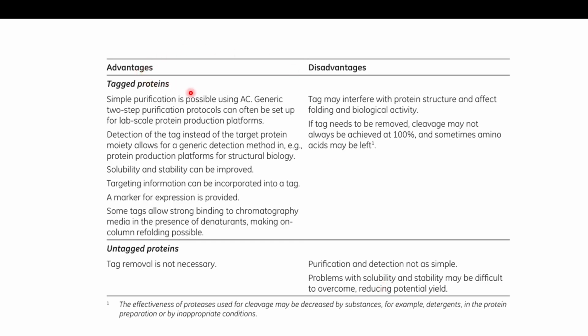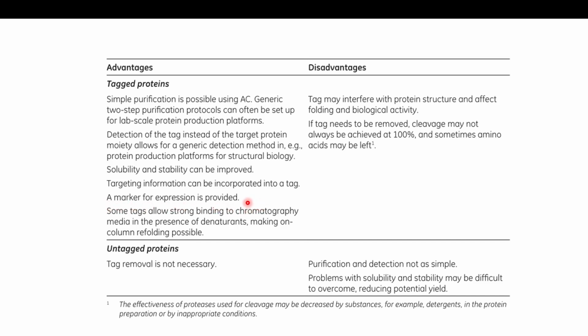Now, what are the different advantages and disadvantages of tagged proteins and untagged proteins? For tagged proteins, simple purification is possible using affinity chromatography. It is a general two-step purification protocol, and detection of the tag instead of the target protein allows for a generic detection method. Okay, solubility and stability can be improved using tags. We were looking at all those things, right? Different kinds of affinity tags in the previous lecture videos. A marker for expression is provided.